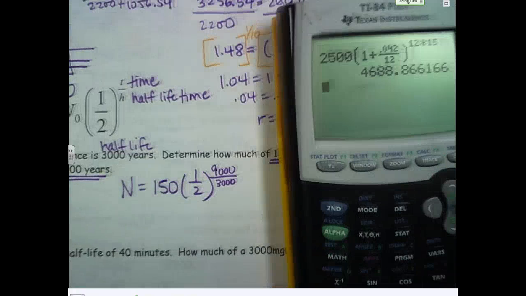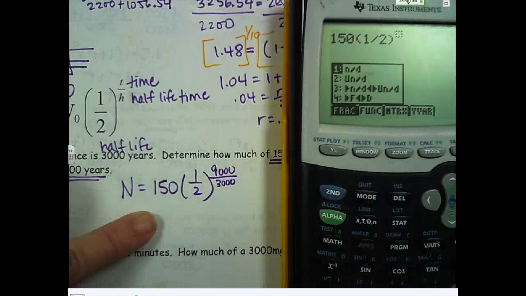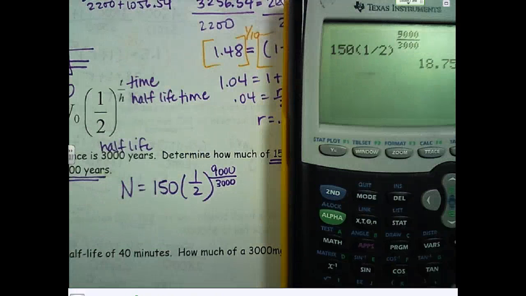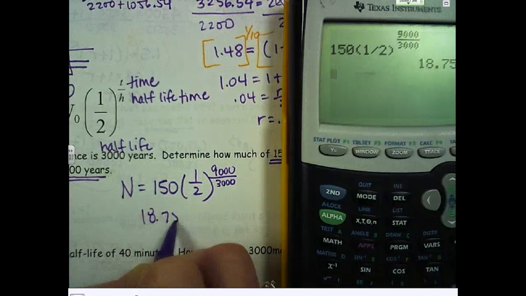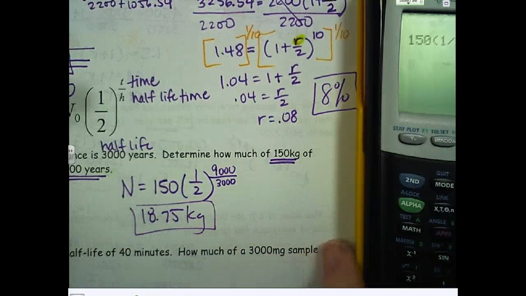Okay, you're going to type it straight in by doing 150 times 1/2. And then raise to the power, and you can do that alpha y equals again if you want for the exponent. Just like that. And did you get 18.75 kilograms? Okay, try to set up number 10.